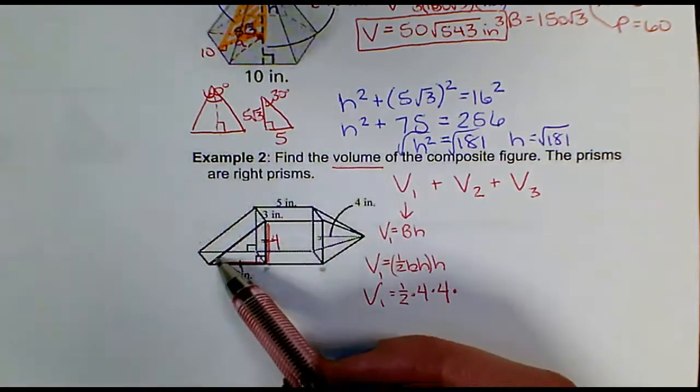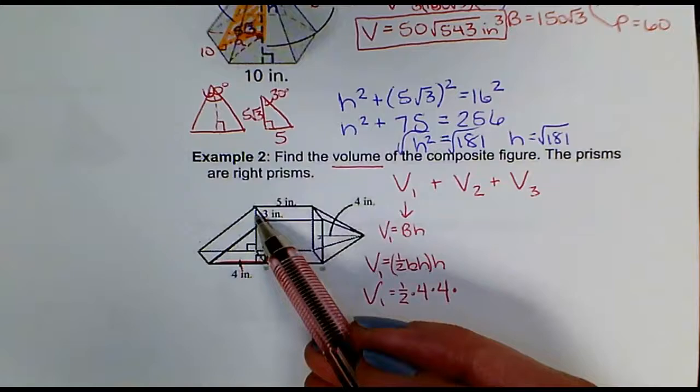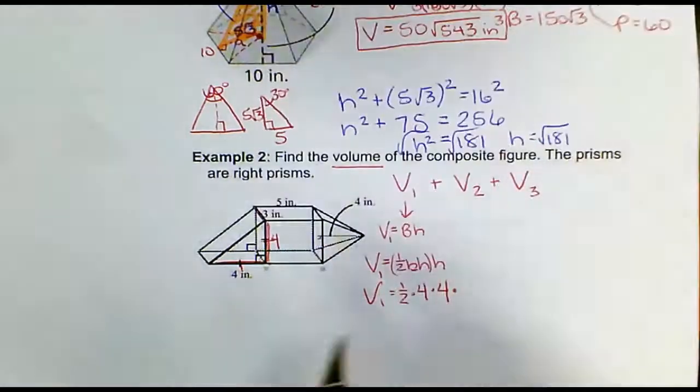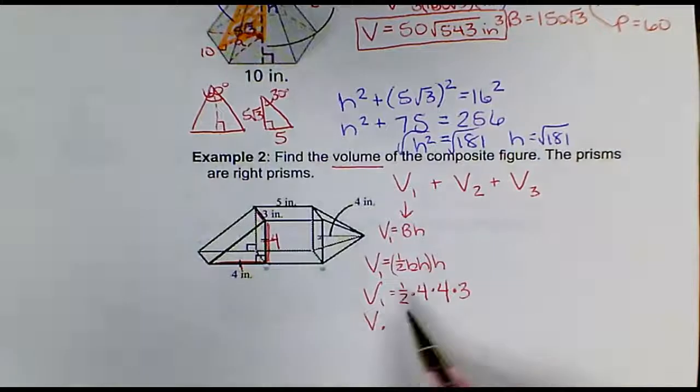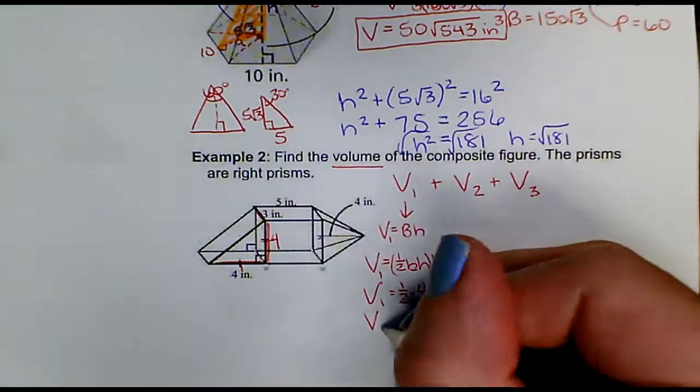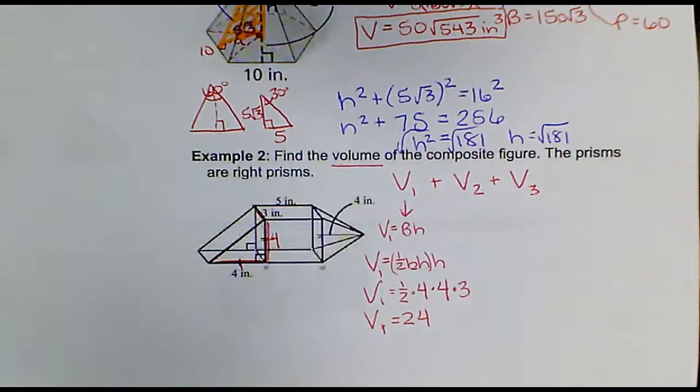So if you have a base here that's a triangle and a base here that's a triangle, that distance between them would be 3 inches. So 1/2 of 4 is 2, times 4 is 8, times 3 is 24. So that's the volume of the first prism.